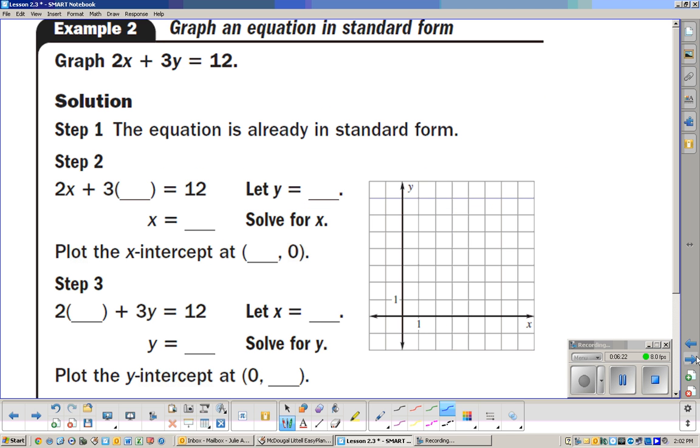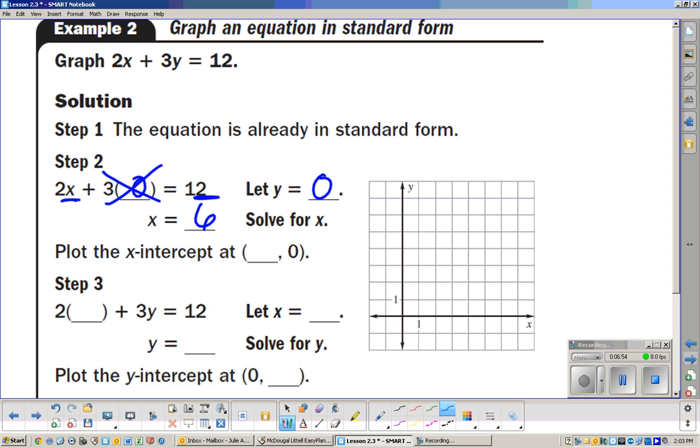We are supposed to graph 2x plus 3y equals 12. Well, step number 1, it says to graph it in standard form, and this already is in standard form because my x and my y are on the same side, and the number is on the other side. So the next thing you do is you let your y be 0. So I'm going to substitute a 0 in there for y, and notice what happens. This whole thing just falls out of the equation. So what you end up solving is 2x equals 12. Well, if 2x equals 12, then x equals 6.